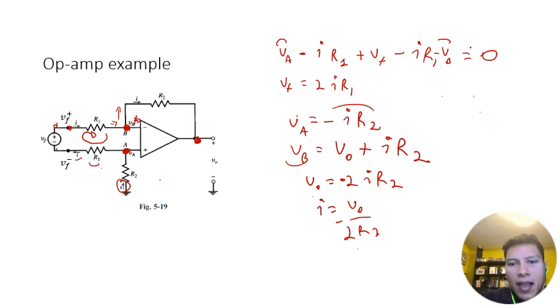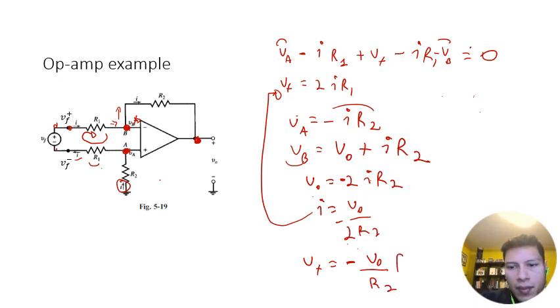And I can just back substitute that into this expression here. And so then I get that VF equals negative V out over R2 times R1. And that's it. I've just solved this circuit.